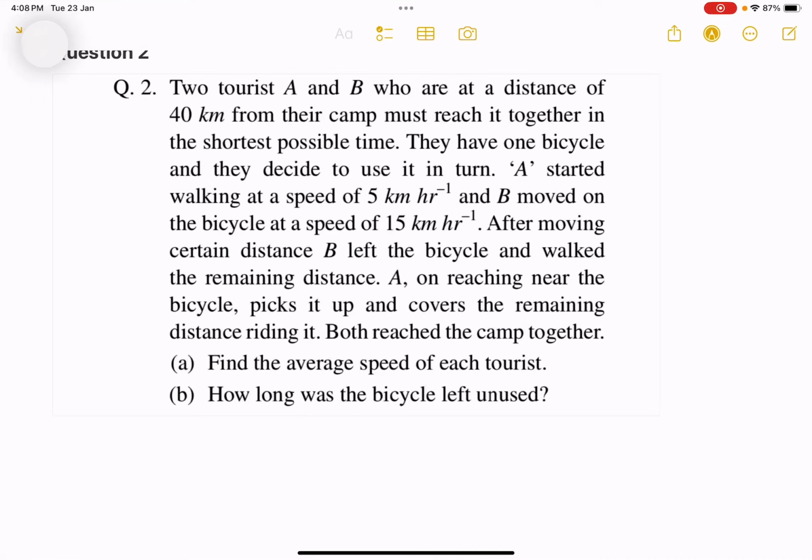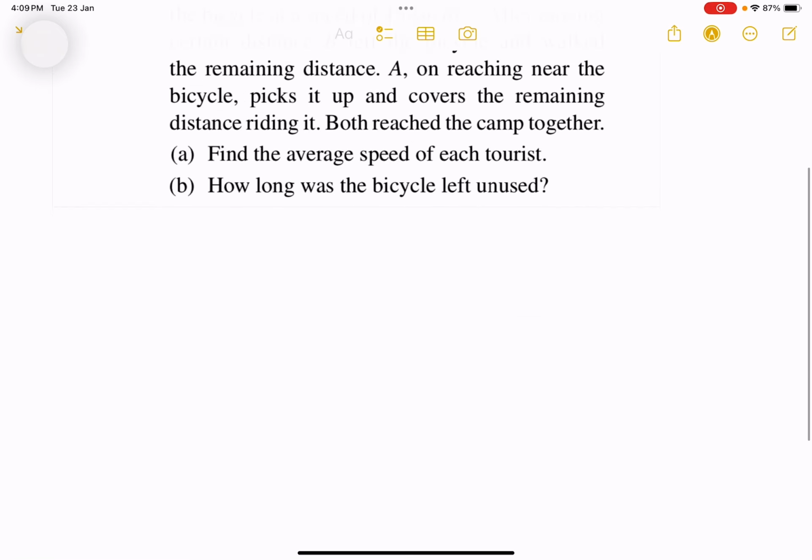Okay, in this question, there are two tourists, A and B, who are at a distance of 40 kilometers from their camp. So let us start drawing the diagram of this. Imagine there are two tourists, A and B, and both of them are at a distance of 40 kilometers from their camp. Okay, the total distance is 40 kilometers.